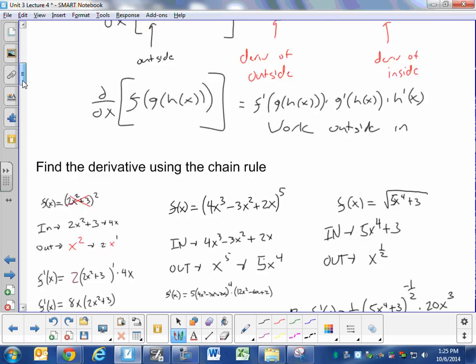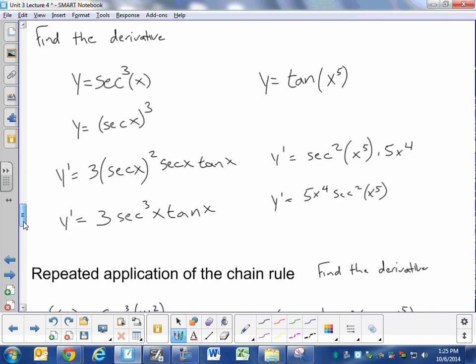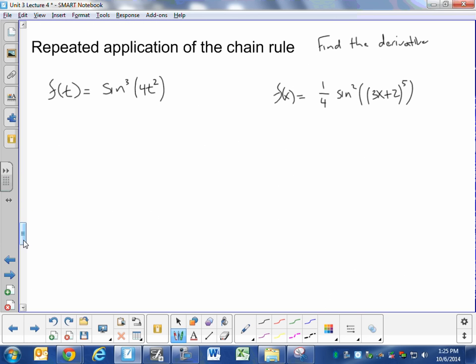Okay, ready? Here we go. Sine cubed of 4t squared can be written as the sine of 4t squared, all being cubed. The outside is a big x cubed. The next outermost piece is the sine of x. The inside piece is the 4x squared, or the 4t squared.